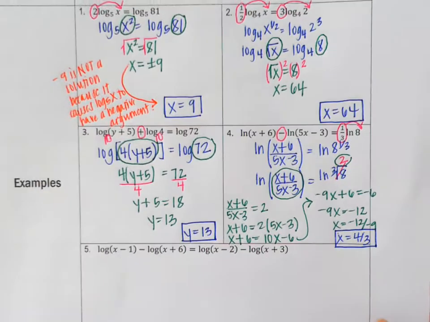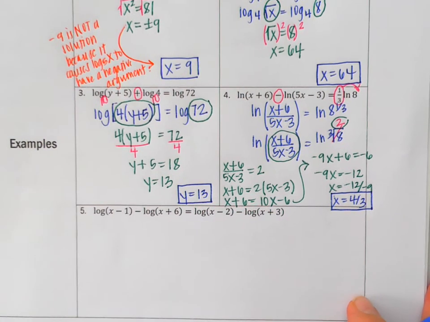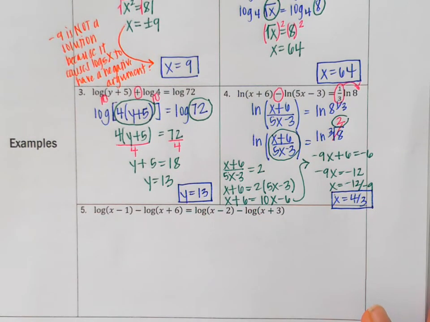And that's it. So our last one is just a little bit more steps, but it's actually not too difficult. Okay, so first step is to always make sure you get your logs, so you have one log on each side of the equation sign. So I want you to think about what you would do to condense each side, because really we need to condense each side here.